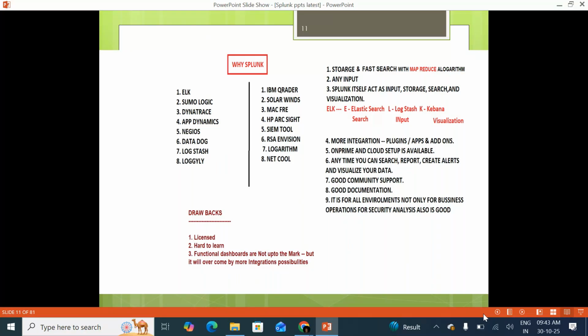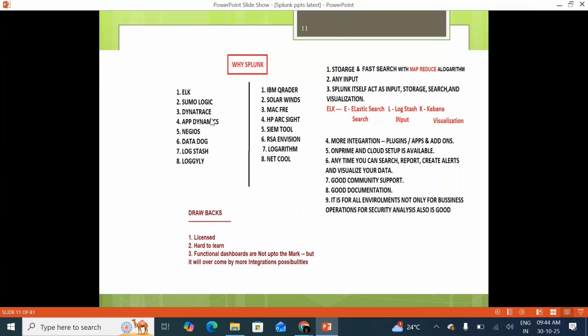Mostly the APM module, application performance monitoring, dashboards and everything is there. They can use it mostly for APM operations only. Datadog, for example, is also for observability or application performance. Logstash is log analysis only. IBM QRadar is only security analysis. These are mostly on the APM module or observability, or monitoring of logs. But Splunk can do both. All four it can handle easily.